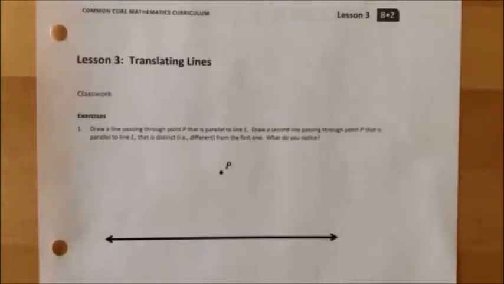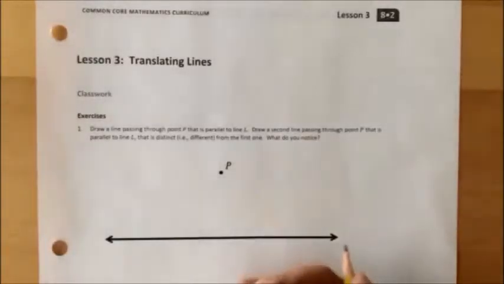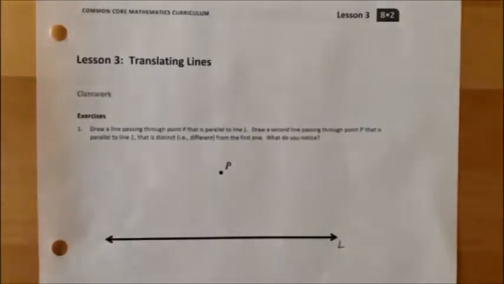So just to open this up, I'd like you to look at exercise 1. Use what you know about parallel lines, and try to draw a line passing through point P that's parallel to line L. And this down here is line L. Then try to draw a second line passing through P that's also parallel to line L but distinct from the first one, and see what you notice. Pause the video now and go ahead and do that using a pencil and whatever you have.